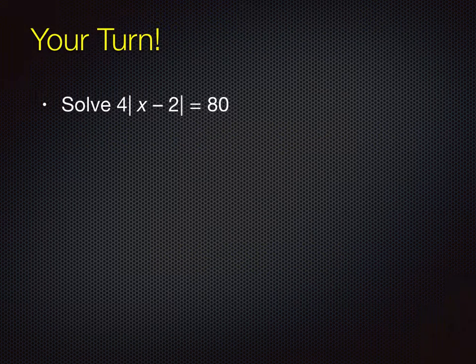Here's an example for you to try. Remember, the first thing you want to do, we never want to multiply that 4 into the absolute value expression, right? We're not distributing. Instead, divide both sides by 4 and go from there. There will be two solutions.